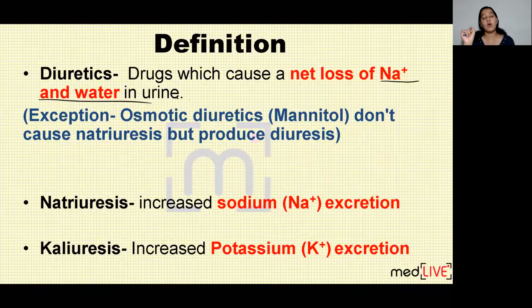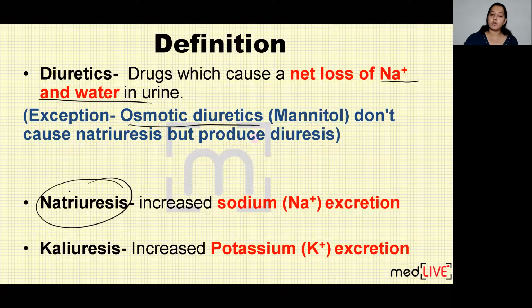Such drugs which cause net loss of sodium and water in the urine are known as diuretics. There is an exception, that is osmotic diuretics, which I will cover in the next lecture. They do not follow this definition. They only cause elimination of water. They don't cause elimination of sodium in the urine. So by definition, they are not diuretics, but still we call them osmotic diuretics. So there is one exception.